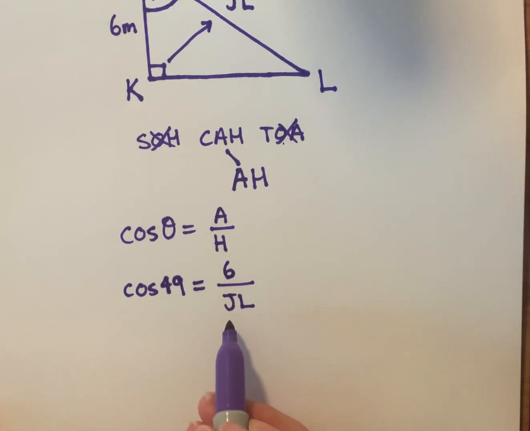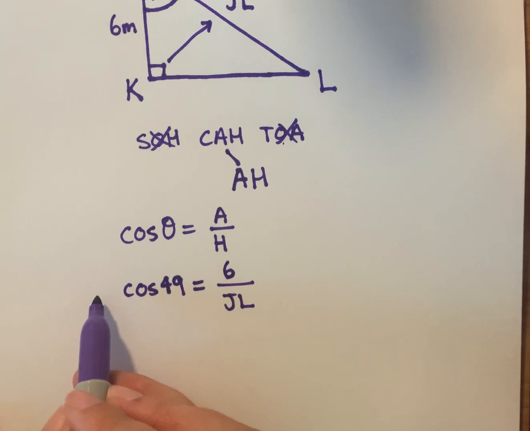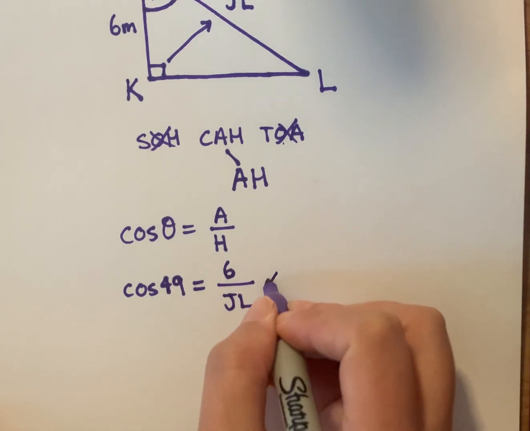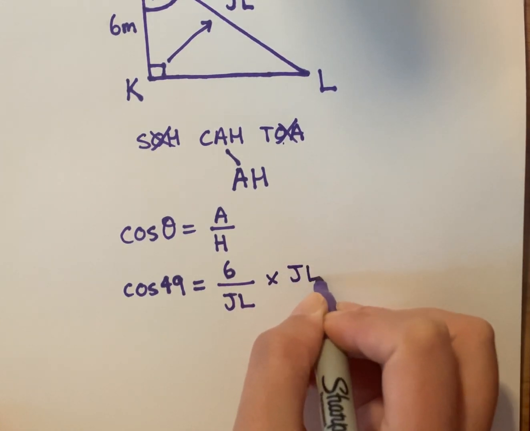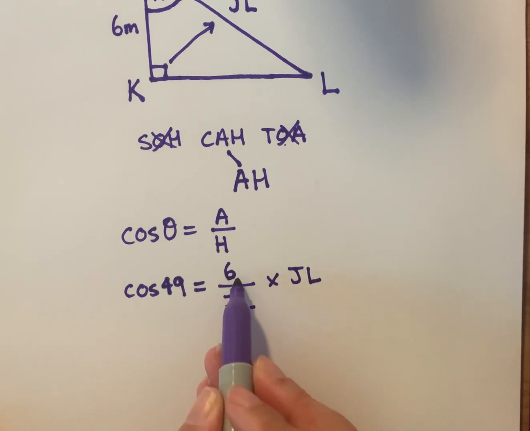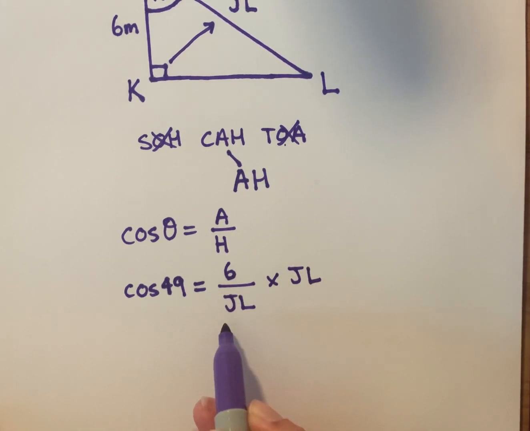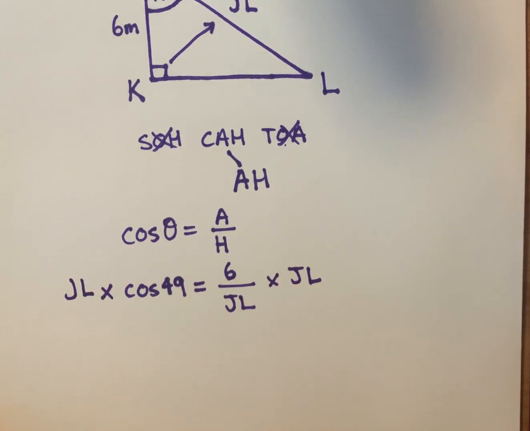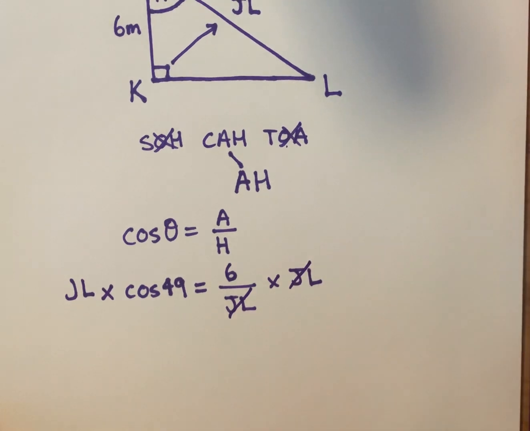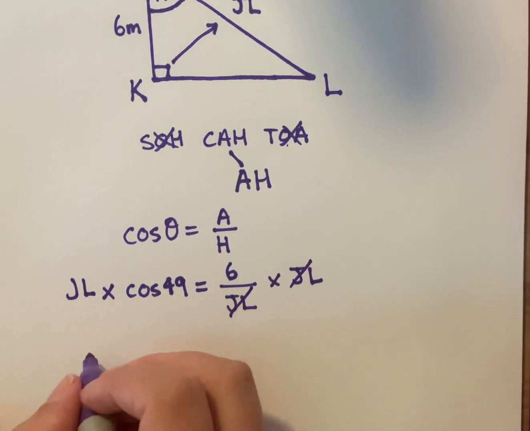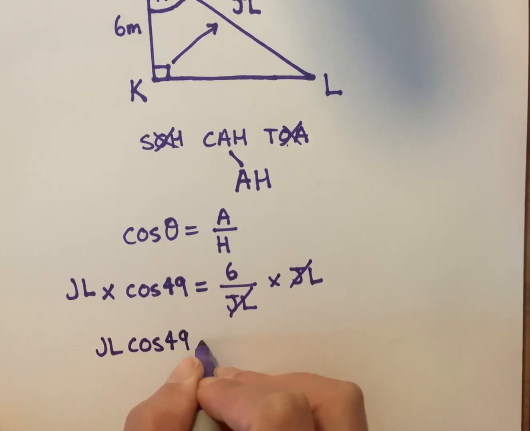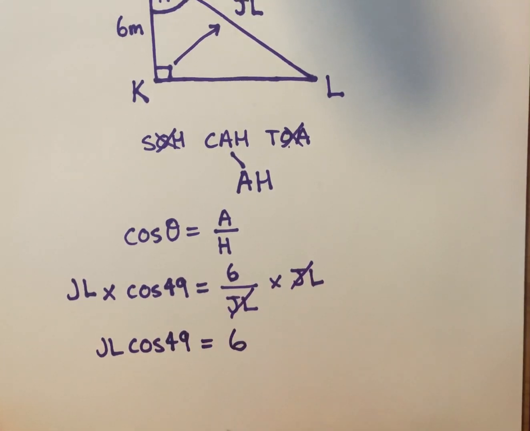The way we do that is we need to get JL by itself, isolated on the left-hand side of the equation. At the moment, it's in the denominator. We don't want that, so we'll get it out of the denominator first. We need to use the inverse operation. At the moment, this 6 is being divided by JL. So we multiply by JL to get rid of that denominator. On the right-hand side, these will cancel out. On the left-hand side, we're left with JL cos 49. And on the right-hand side, we've just got 6.